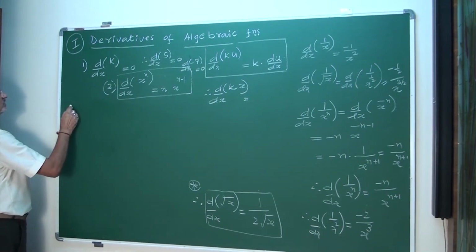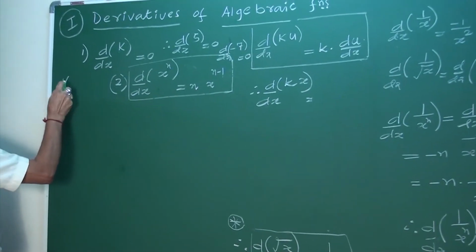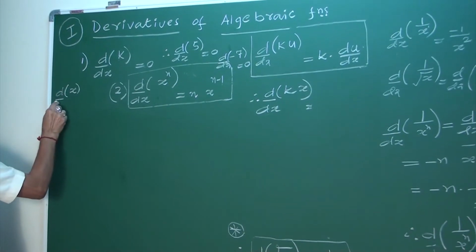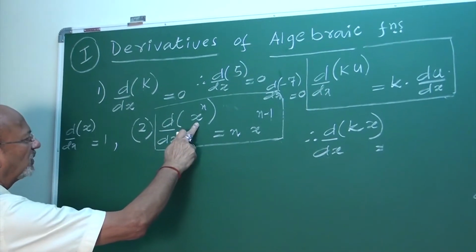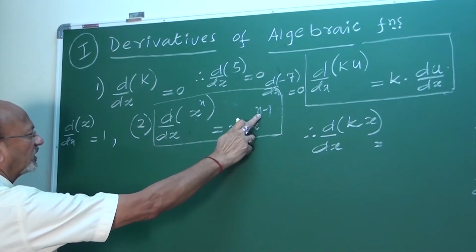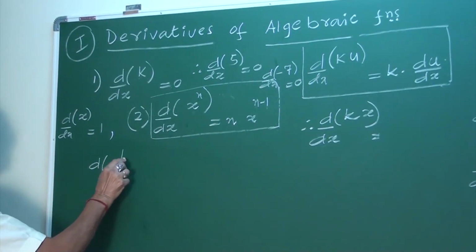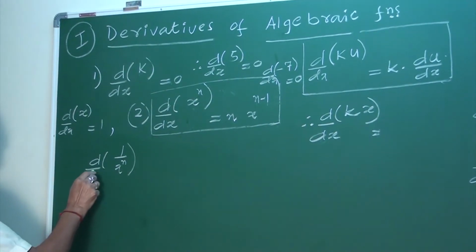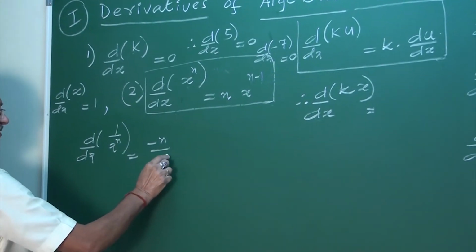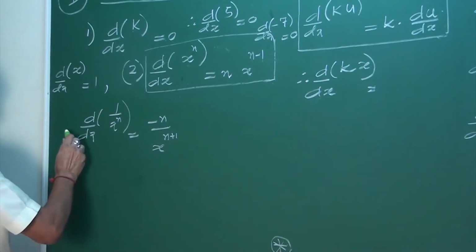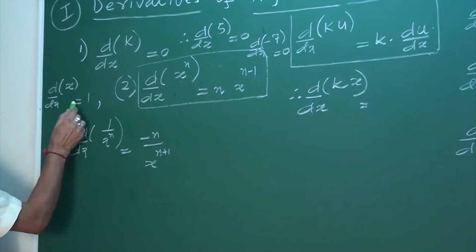Yes, my friends. The derivative of k is 0. Second, the derivative of x with respect to x is 1. The derivative of x to the power n with respect to x is n into x to the power n minus 1. Next, the derivative of 1 upon x to the power n with respect to x is minus n upon x to the power n plus 1. Derivative of constant is 0. Derivative of x with respect to x is 1.